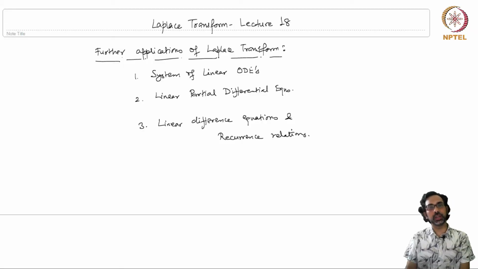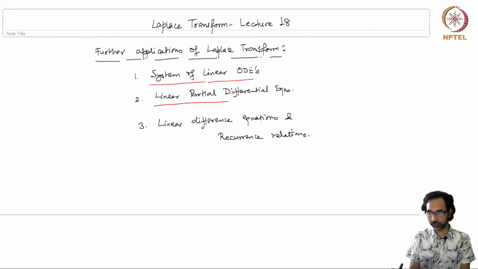Today we come to study the last three topics for applications of Laplace transforms. So the first one is systems of linear ODEs. We have seen examples of linear ODEs in one unknown function which can be solved using Laplace transforms. Now we can also have a system of linear ODEs with more than one unknown function, where the derivatives of the unknown functions are dependent on the other functions as well. So they are a system of linear ordinary differential equations.